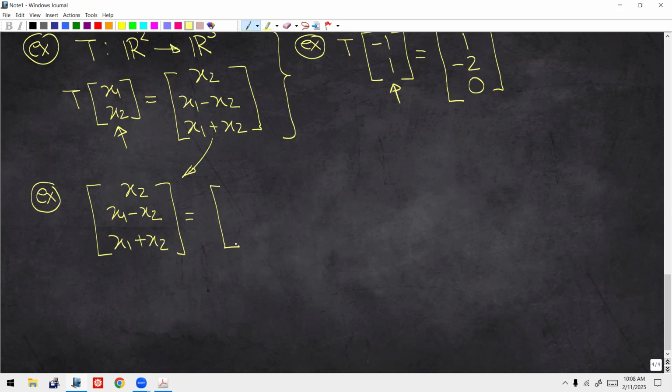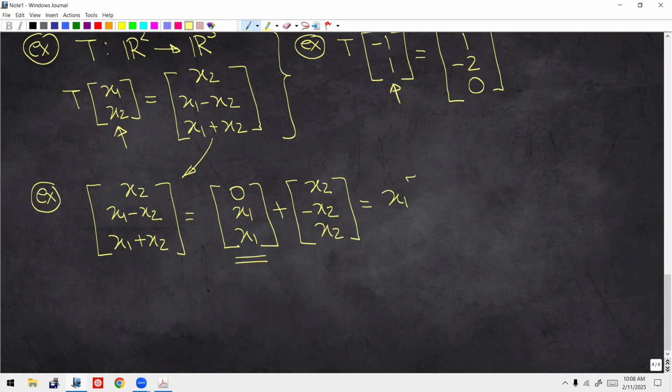So I can write this as what? There's no x1 in the first component. There's one x1 in the second, and then you have x1. And I'm going to add up the x2. So we have x2, minus x2, and x2. I can pull out an x1 from the first vector here, so I get 0, 1, 1. And I can pull out an x2 out of the second vector, so I get 1, minus 1, 1.